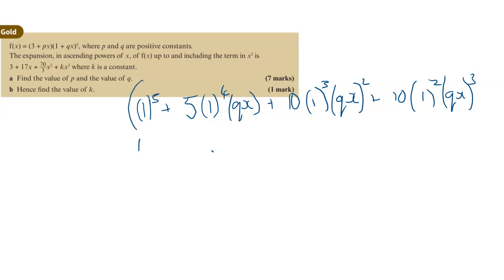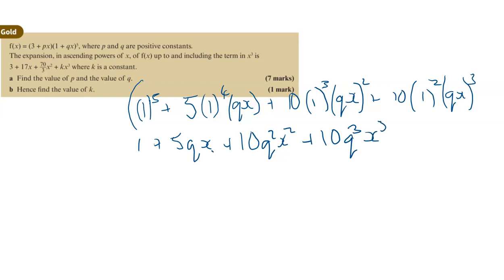So 1 plus, well, that 1 doesn't do anything, so plus 5qx plus, that 1 doesn't do anything, so 10q squared x squared plus, and that 1 doesn't do anything, so 10q cubed x cubed. And all of that is being timesed by 3 plus px. Now we need to find the values of p and q.